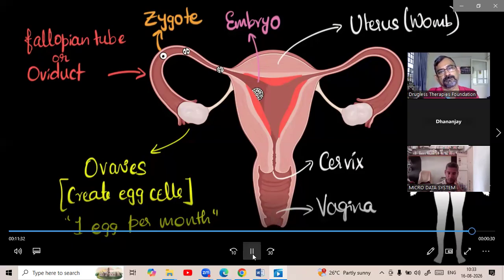And on the other hand, if it does get fertilized, then we call that a zygote. And as the zygote moves towards the uterus, it starts dividing into many, many cells. And by the time it comes to the uterus, it becomes a ball of cells, which we now call an embryo, which firmly implants itself into the wall of the uterus and starts feeding off the blood. And that nourishes the embryo, and the embryo starts growing.